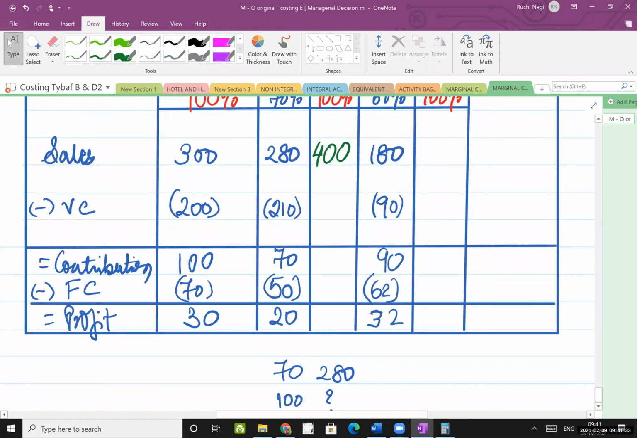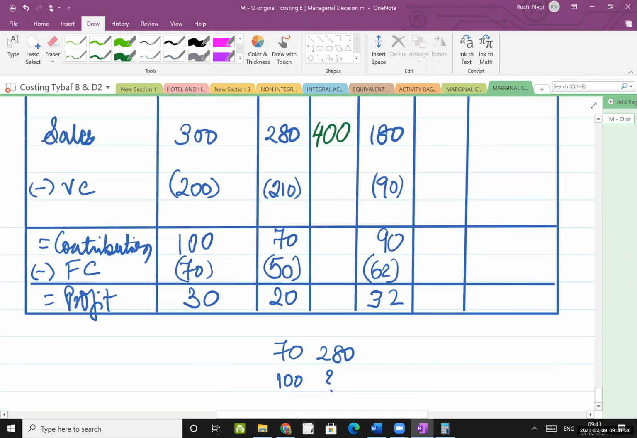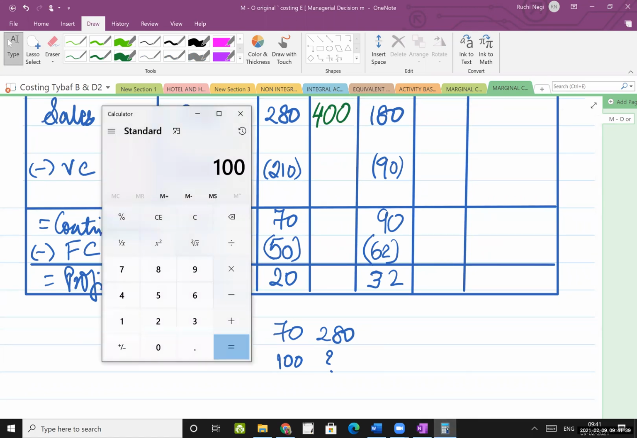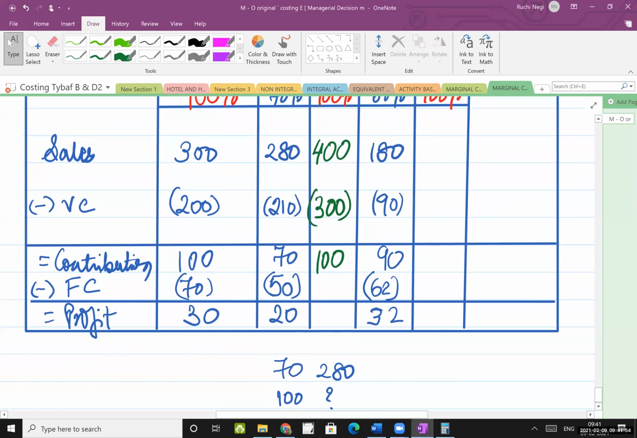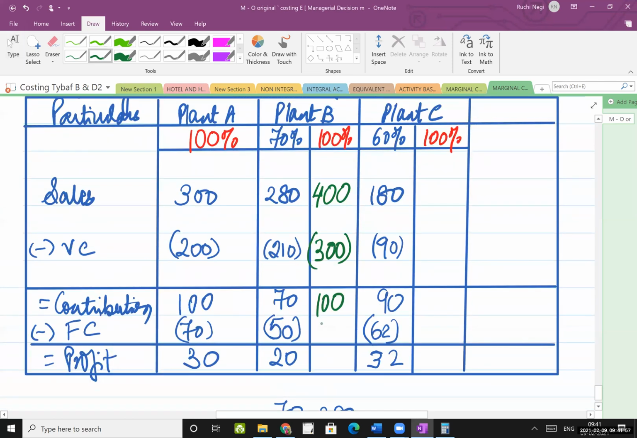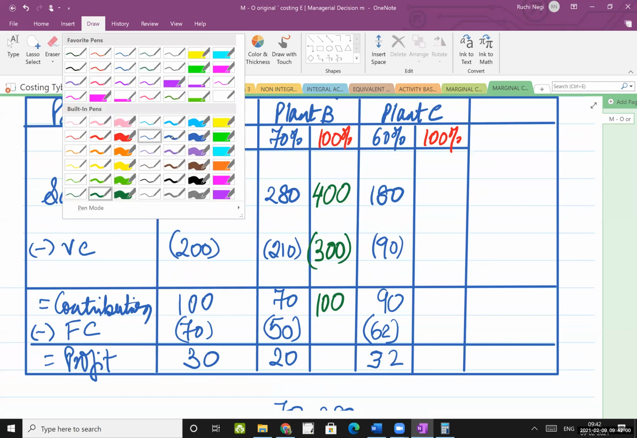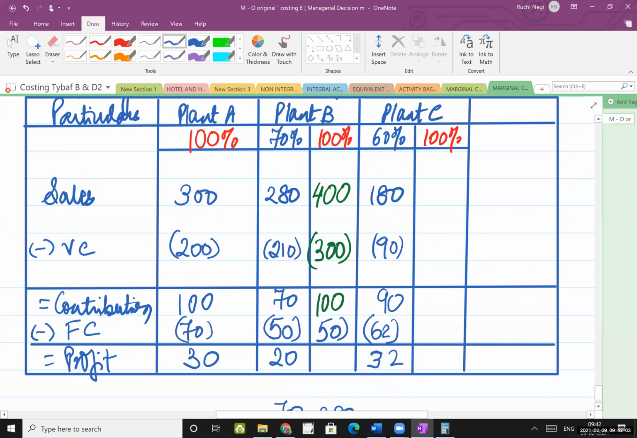Next, at 70% it is 210, so at 100% how much? Again, cross multiply. 100 into 210 divided by 70 is 300. So write here 300. Fixed cost will be fixed, whether it is working at 70% or 100%, that will not change. So this will remain same. Okay, so now my answer is 50. Is this clear? Cross multiplication is clear to everyone? Please acknowledge it in the chat box.